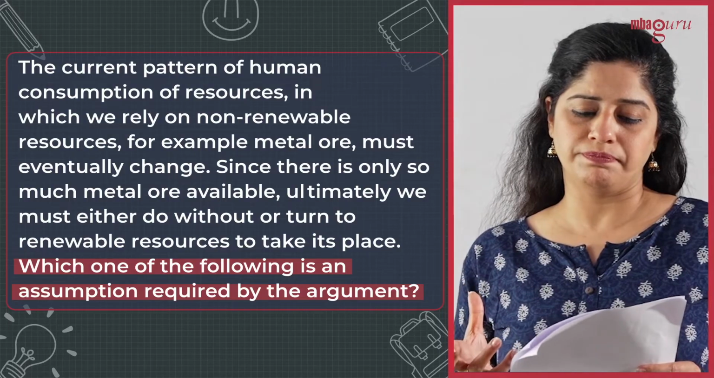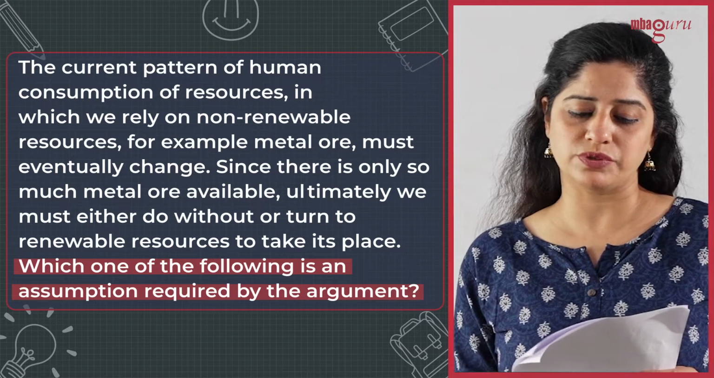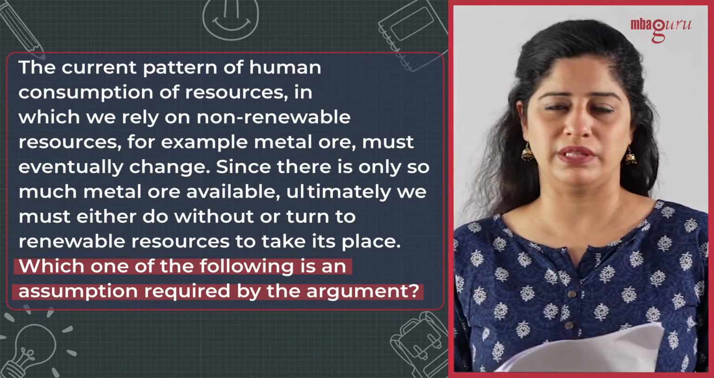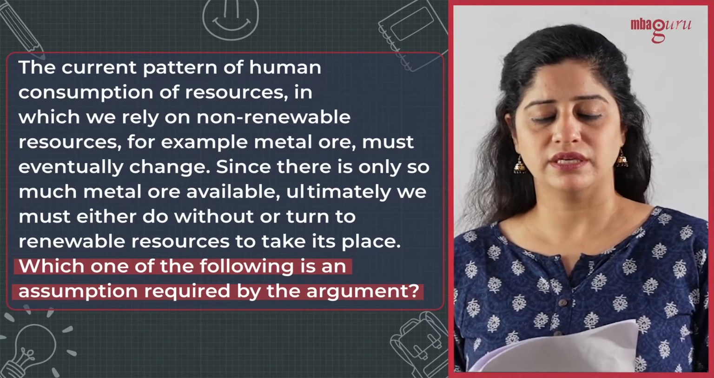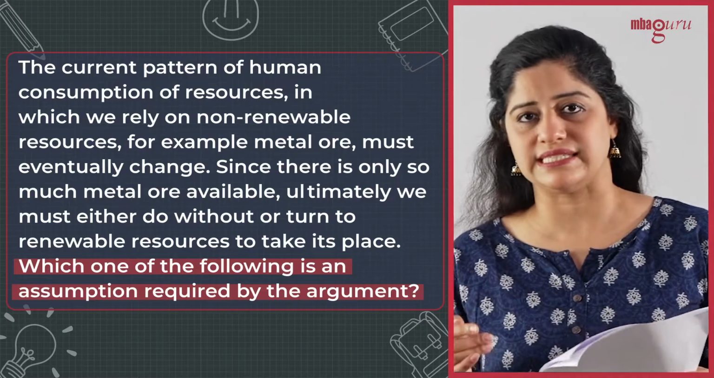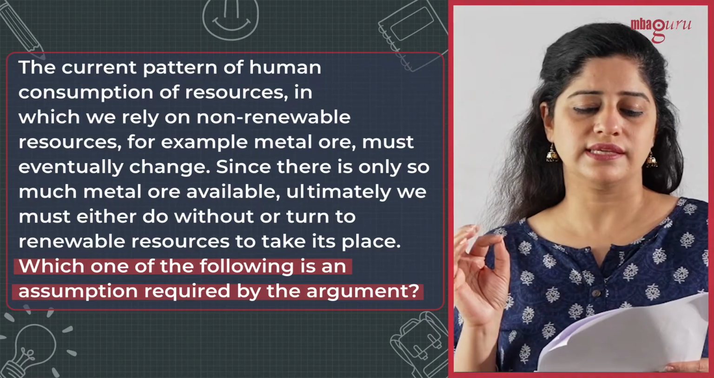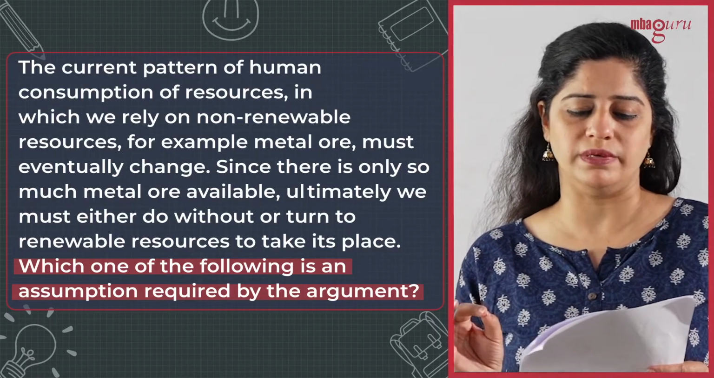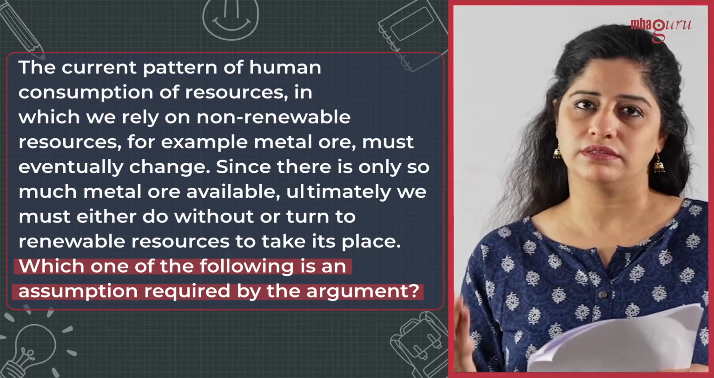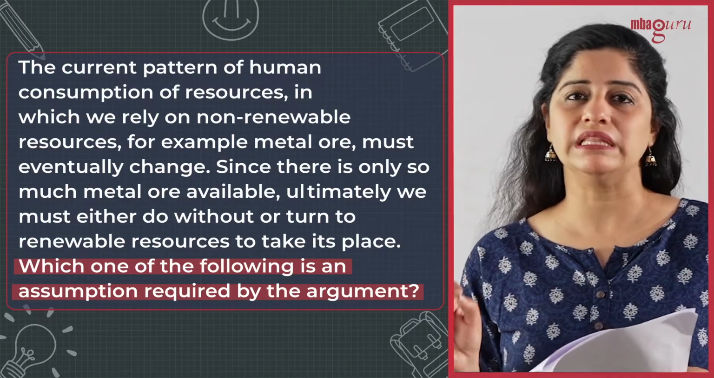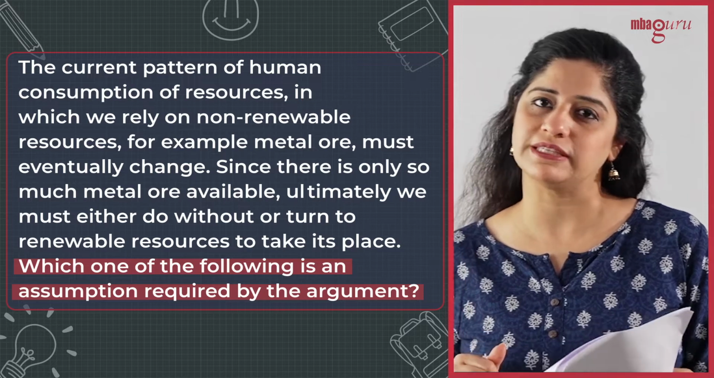So one part that the writer comments on is that the current pattern that we are consuming, what kind of resources? Non-renewable, one that cannot be renewed, like metal ore. He says the current pattern, it must eventually change. Since, से वो हमें एक reason देना शुरू कर रहा है. Since there is only so much metal ore available, he says, since there is limited metal ore, ultimately it is giving us a conclusion. We must either do without or turn to renewable resources to take its place.